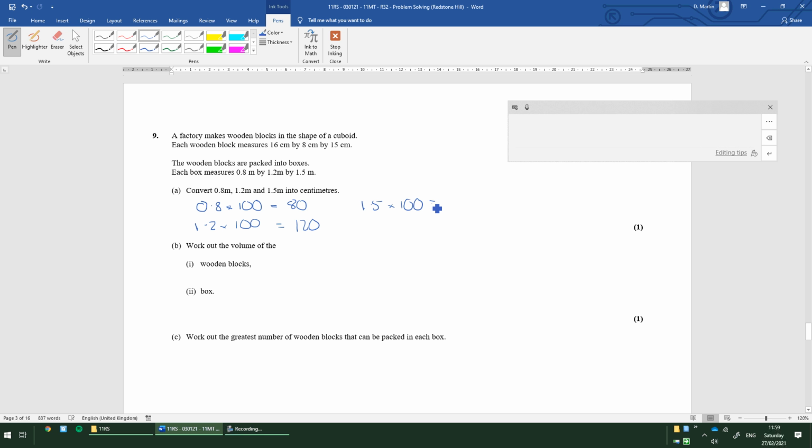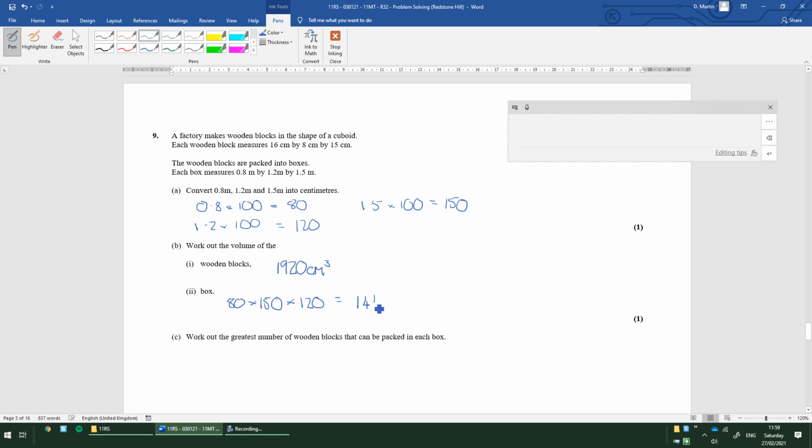So we then work out the volume of the blocks, and we're going to do everything in centimeters from this point forwards. So 15 times 8 times 16. So the volume of a wooden block is 1,920 centimeters cubed. The volume of a box, well, we're going to do 80 times 150 times 120, because everything here is cuboids. So 80 times 150 times 120 is 1,440,000.